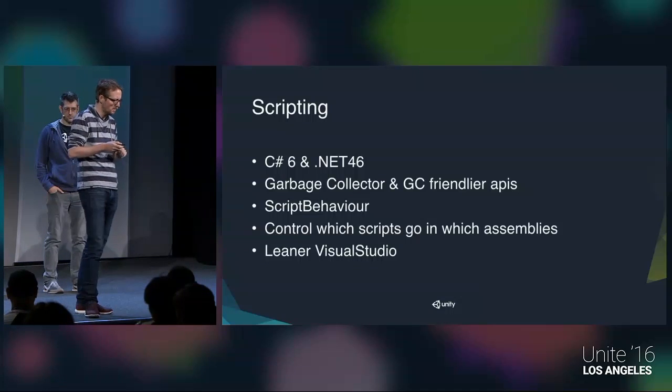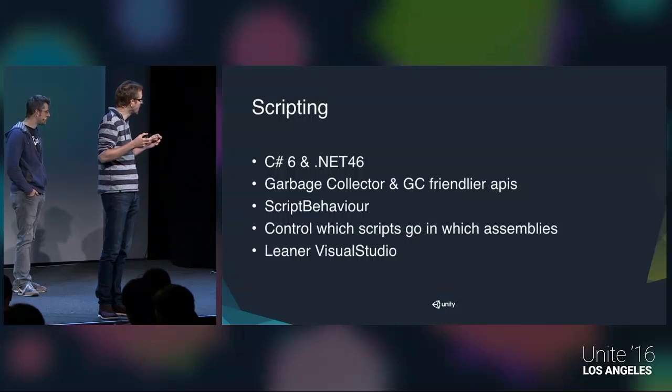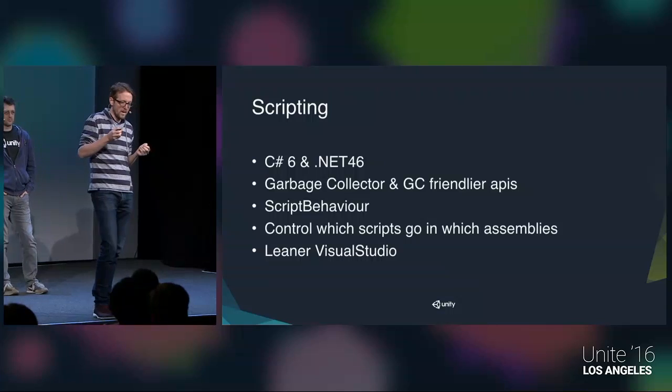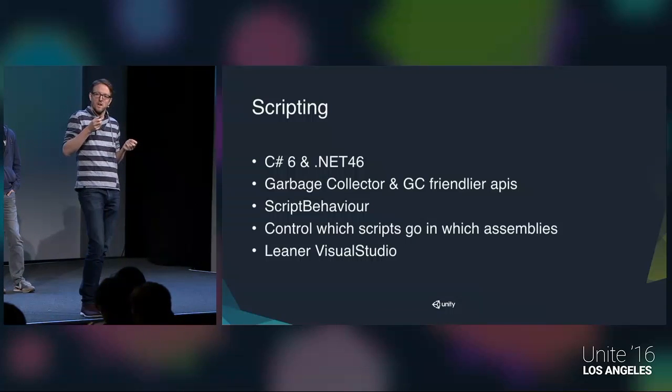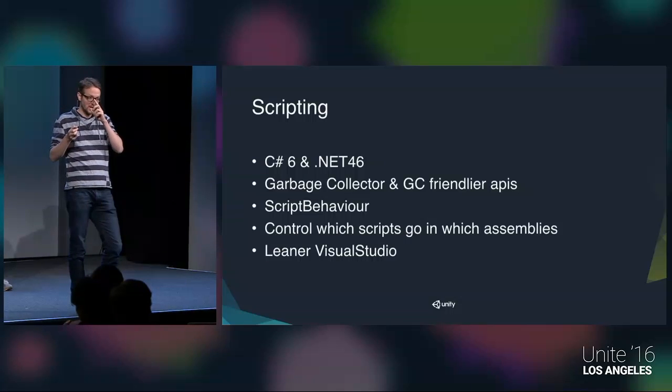The third one, oh, I'm going way too slow. The third one on the list here, script behavior. This is the MonoBehaviour 2. When we made the first MonoBehaviour, you could argue that we didn't quite know what we were doing, and we made a bunch of design decisions that we wish we could take back.